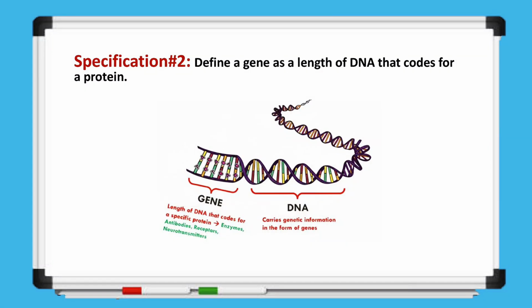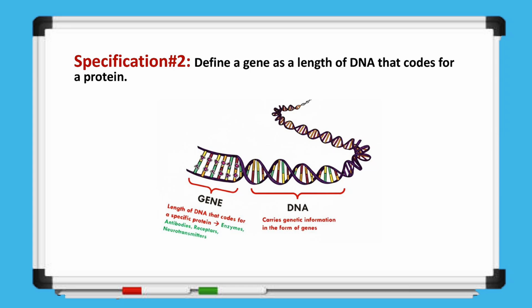Next, we have specification 2, which asks us to define a gene as a length of DNA that codes for a protein. A gene is a section of DNA that contains the instructions for making a specific protein. These proteins can include enzymes, antibodies, receptors, or neurotransmitters, all of which are important for the functioning of the body. DNA is the molecule that carries genetic information, and this information is stored in the form of genes.